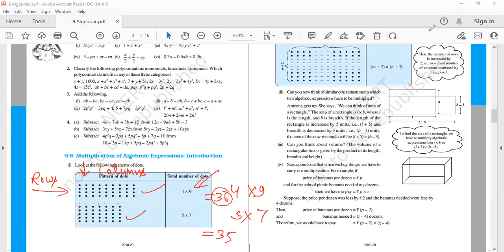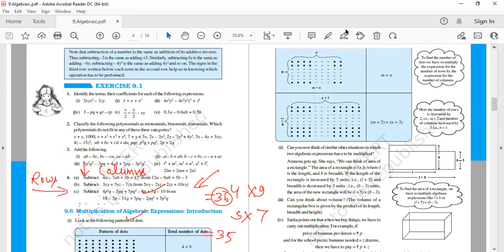Now things will change. Suppose you don't know the exact number for counting. Look at this pattern. This is your rows, and this is your columns. Just look at this figure, this pattern of dots. How many columns? N. How many rows? M. As you wrote rows and columns earlier, here also you will write rows and columns.